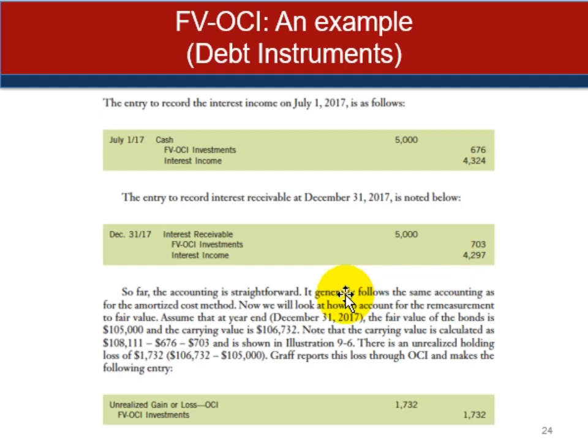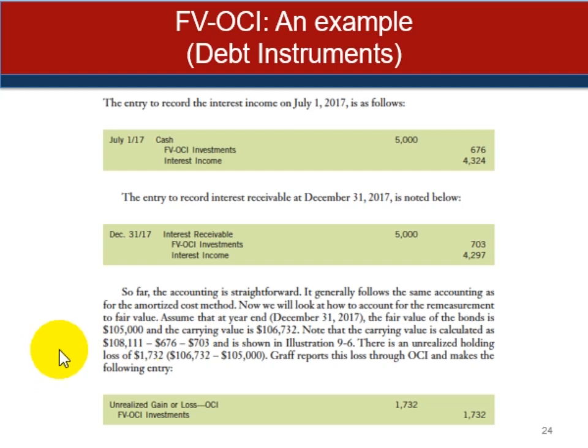So we bought the bond at a premium. We're amortizing that premium into the value of the fair value other comprehensive income investment. We bought the bond, presumably, at a value in excess of its face value. So we're bringing it down to its face value. So at the date of maturity, the fair value other comprehensive investment account would be equal to the maturity value of the debt instrument. So far the accounting is fairly straightforward. We're using the same method as the amortized cost method.